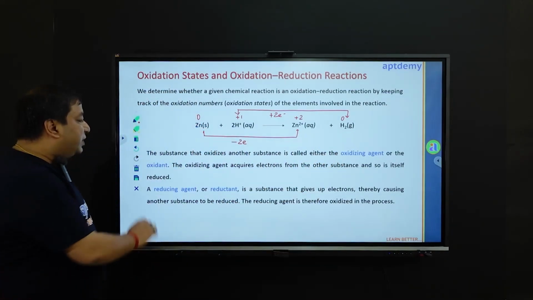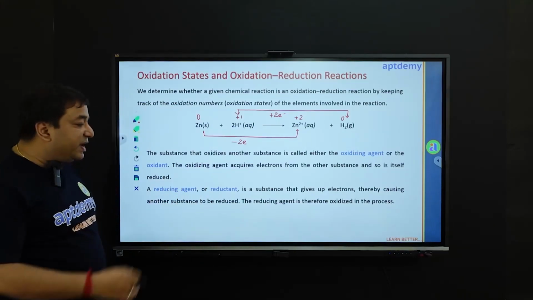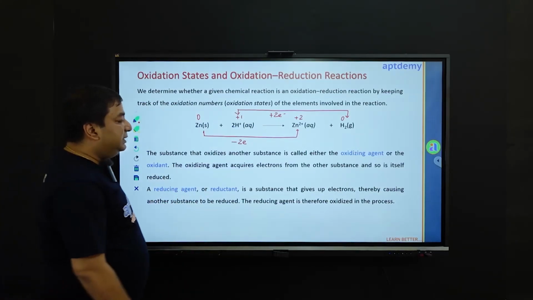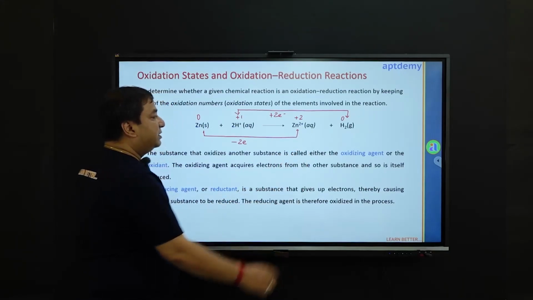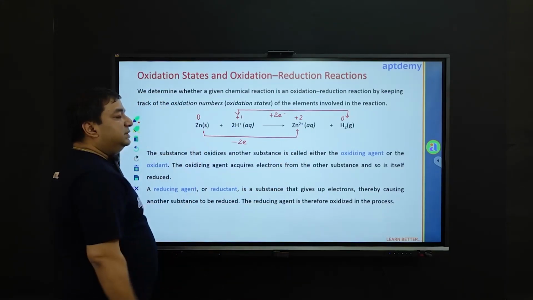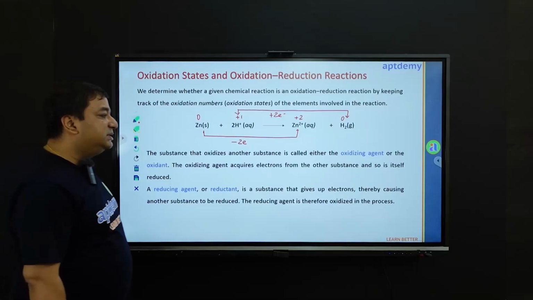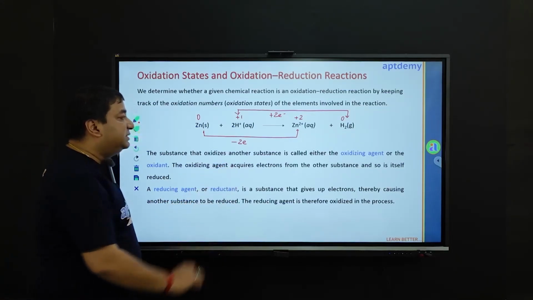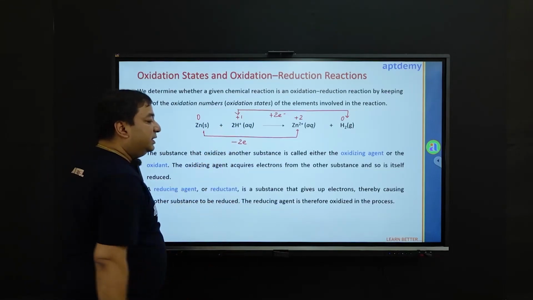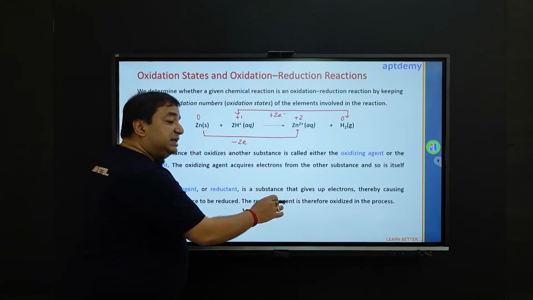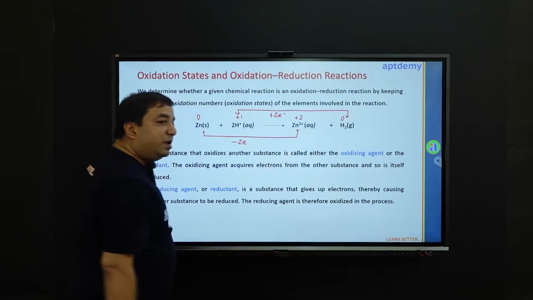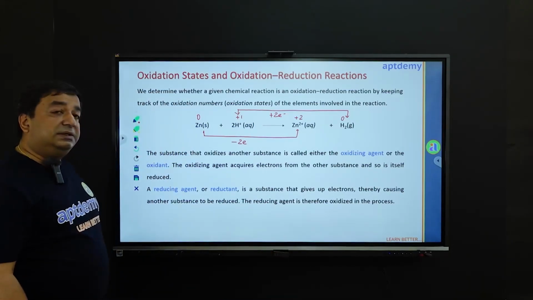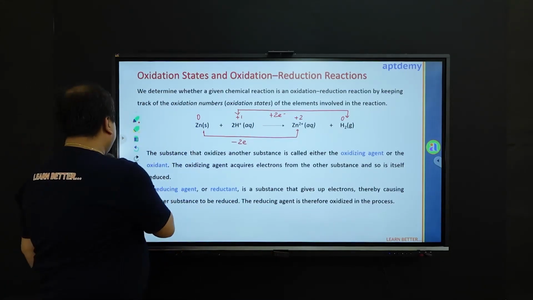What about the reducing agent? If we have to define it in a sentence, it is a substance that gives up electrons. So the zinc is now giving up electrons, thereby causing reduction of another substance, that is the reduction of the proton. So the reducing agent, after losing the electrons, is getting oxidized in the process.